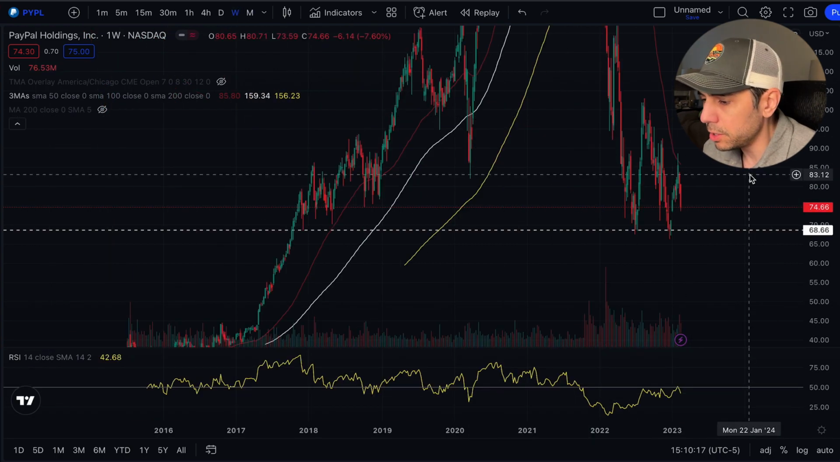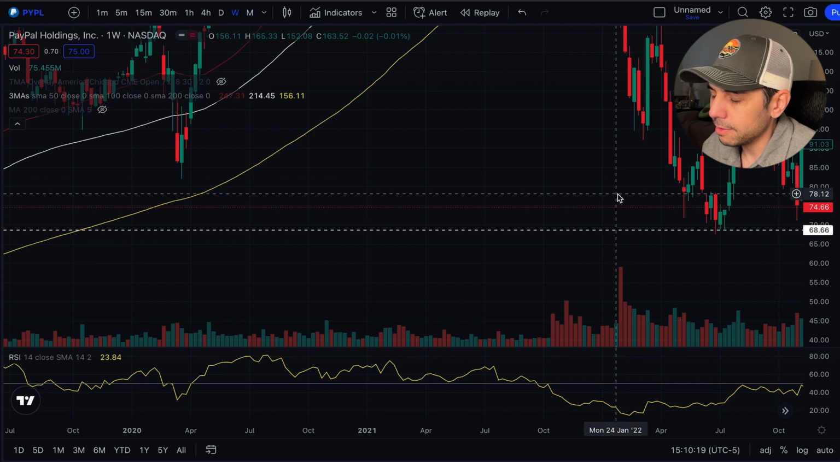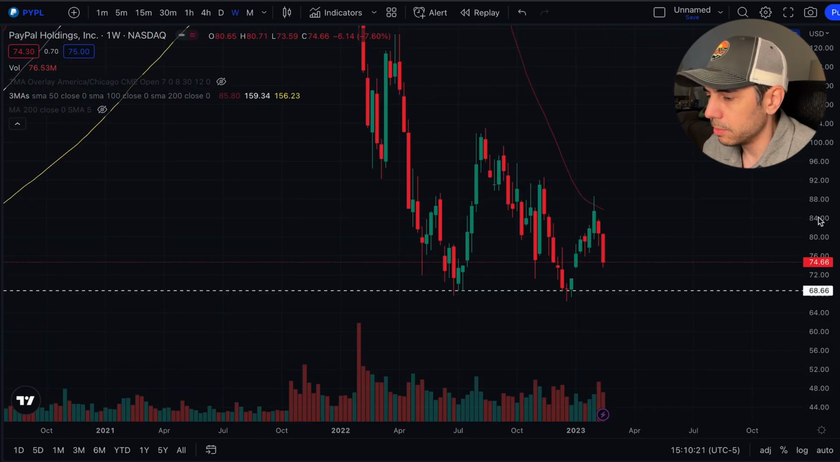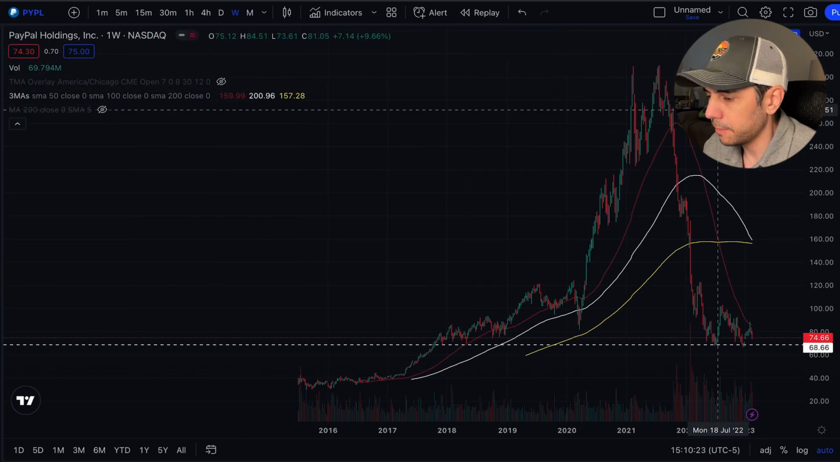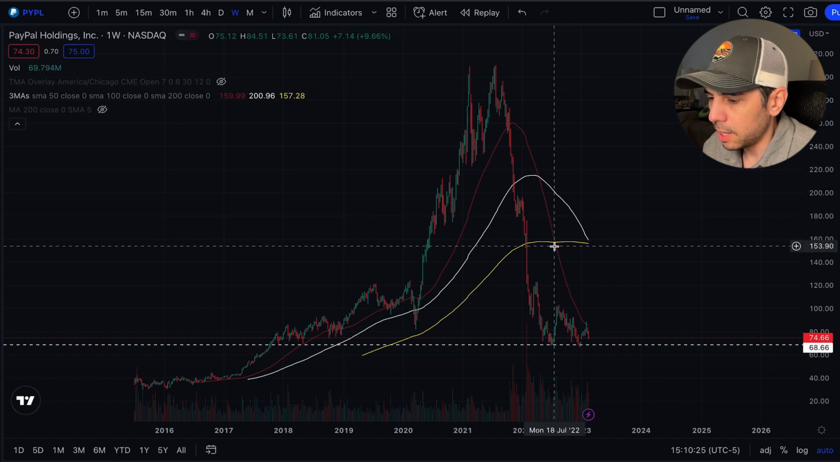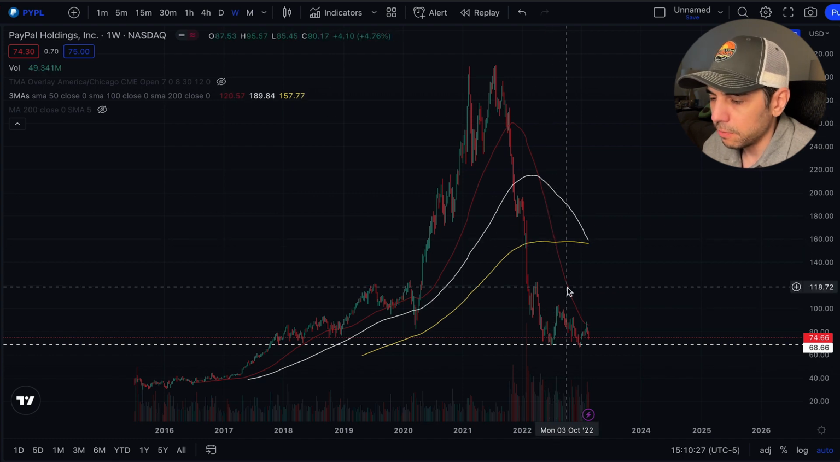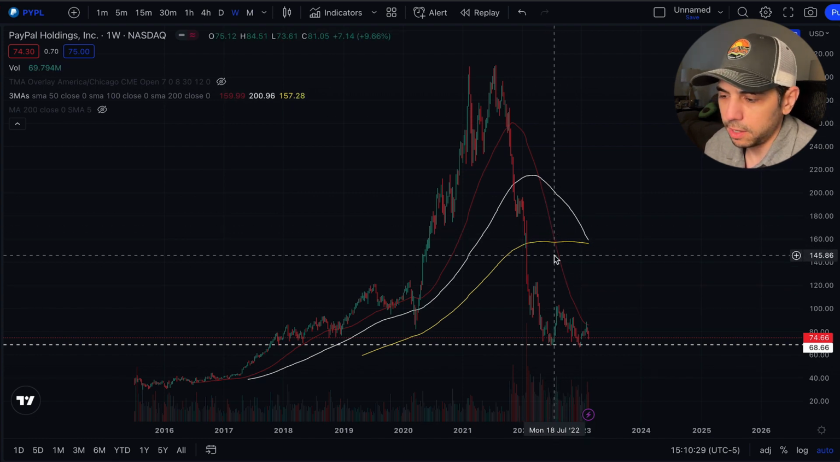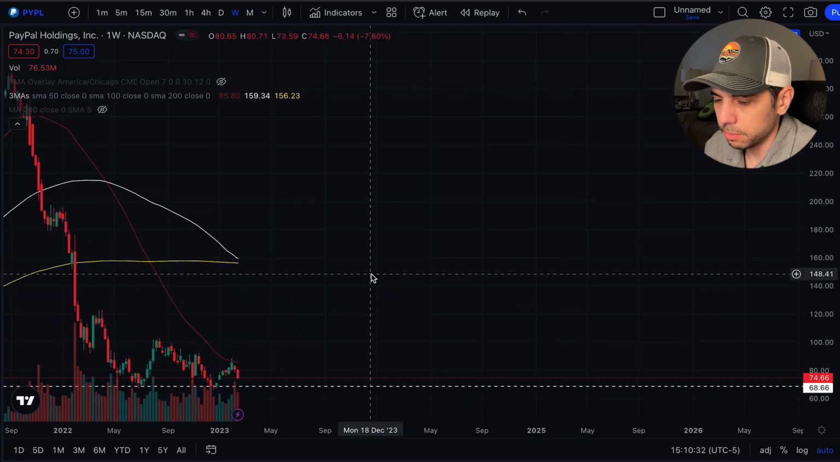If we look at the weekly chart real quick, it's a little bit of a mess. Let me just zoom out on it so you can see it here. Okay, we did get that death cross there. When the 50 crosses under the 200, that's never a good sign. So that's worth pointing out.